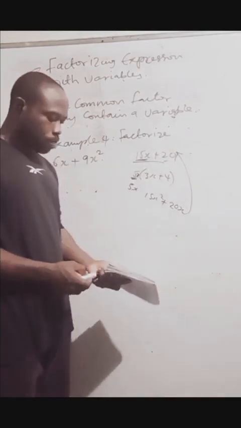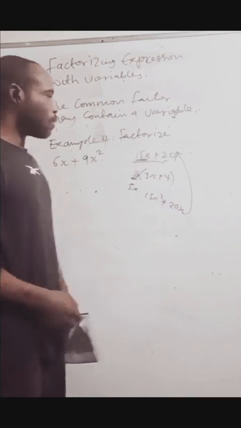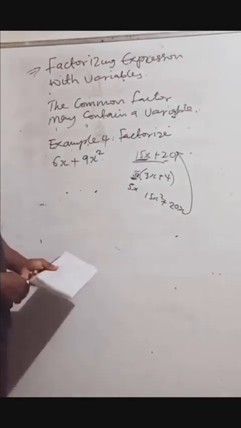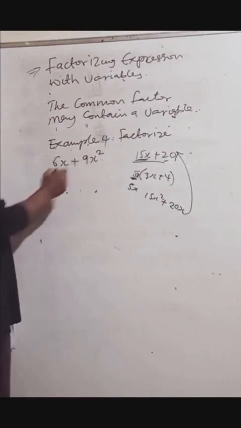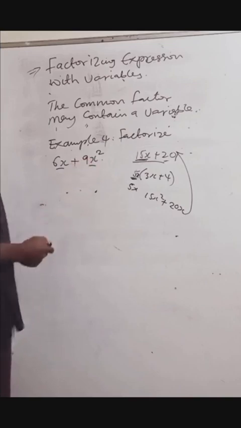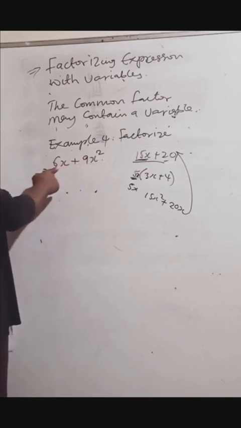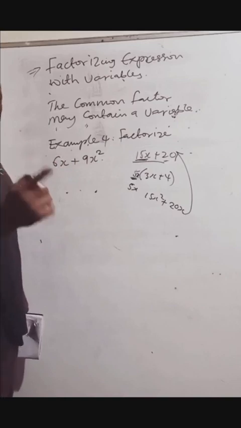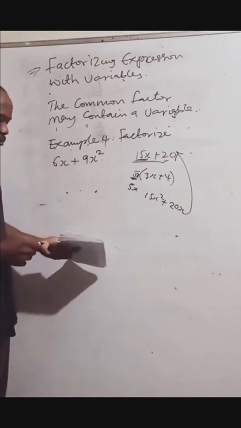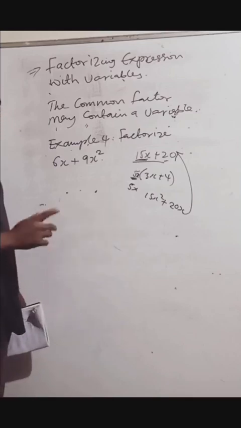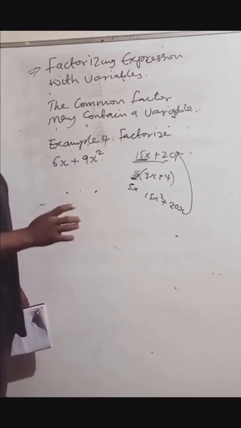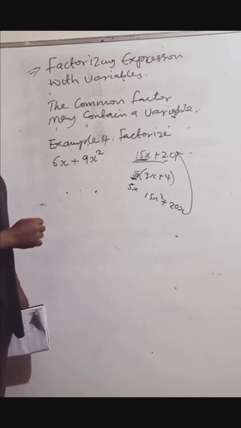Okay? But in this example, example 4, look at it closely. You see that the two terms contain the variable x. x is present here, x is also present here. This means that the common factor will also contain x. Take note of that. The common factor will contain x.